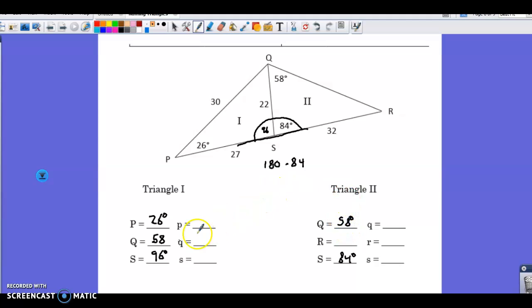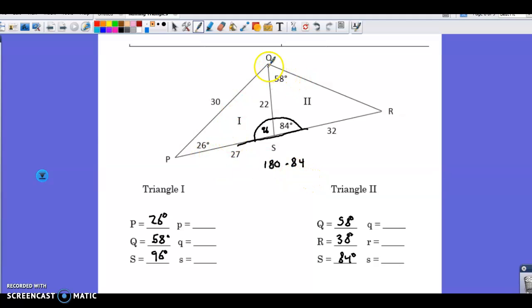I should not have done that. Those two aren't equal other than just by accident. I should have made it so they were not equal. So they don't have to be equal. Don't look at that and say, oh, those two are always equal. They're not always equal; that's an accident. But I can find angle R now, even if it wasn't labeled. So 180 minus the 58 minus the 84. So it's got to be 38. So there's all your angles of the two triangles, right?